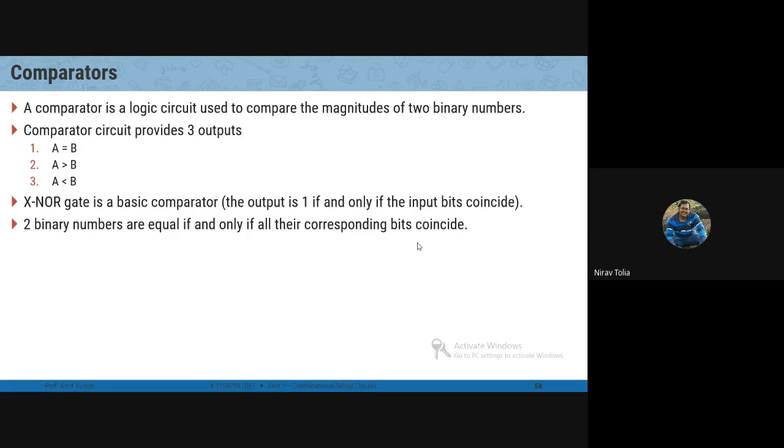Two binary numbers are equal if and only if all their corresponding bits coincide. What that means? All their corresponding bits are same.